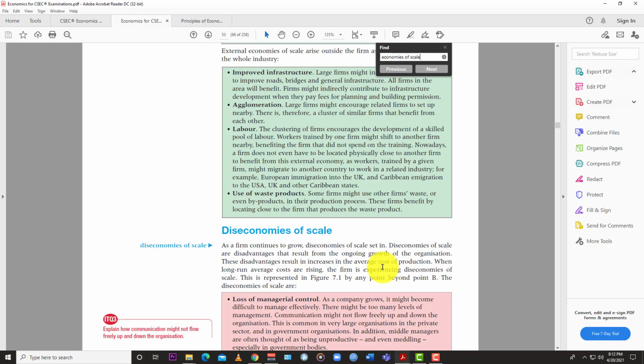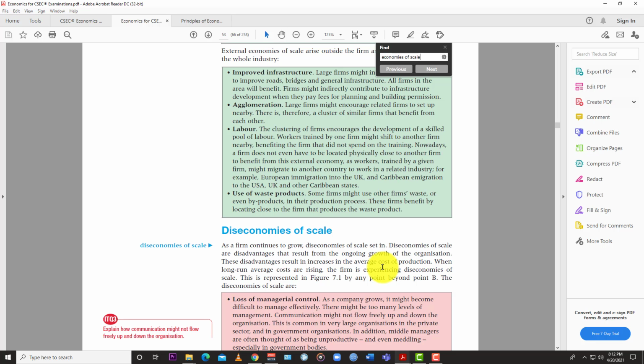With diseconomies of scale, as the firm grows, as it expands, as production increases, there are certain disadvantages that result from the growth. And these disadvantages normally come in the form of increased average cost of production. The average cost of production goes up.